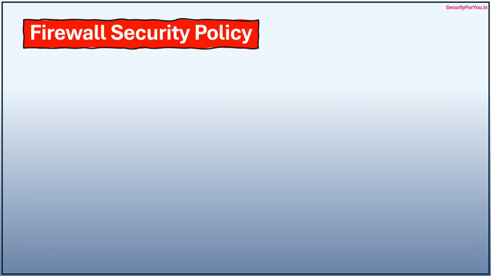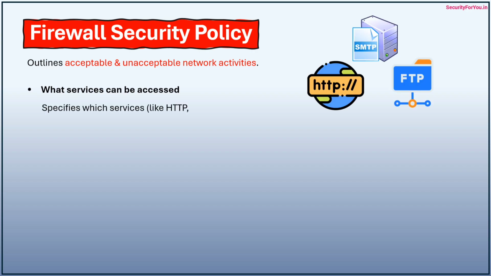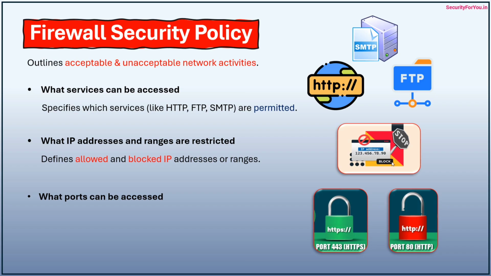A firewall security policy outlines acceptable and unacceptable network activities, protecting critical assets. It includes what services can be accessed, which specifies which services like HTTP, FTP, or SMTP are permitted; what IP addresses and ranges are restricted, which defines allowed and blocked IP addresses or ranges; and what ports can be accessed, which determines which network ports are open for communication, like port 80, which is used for HTTP communication.